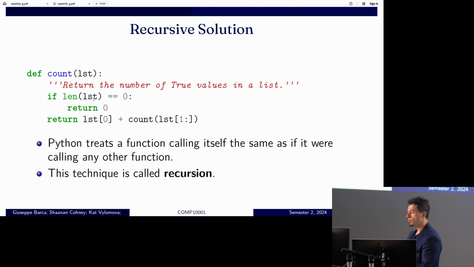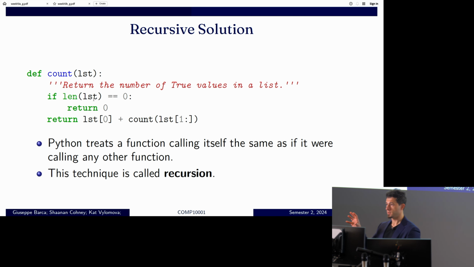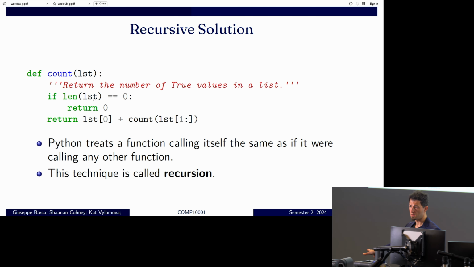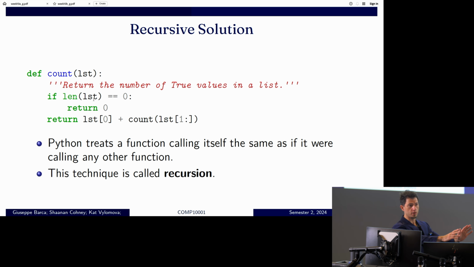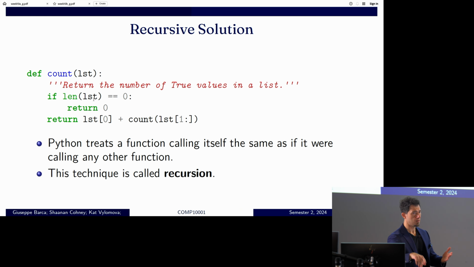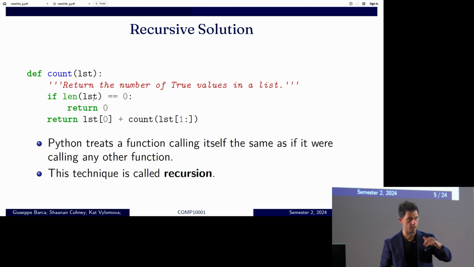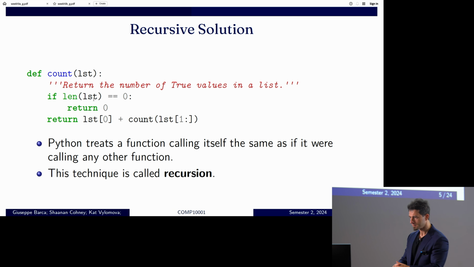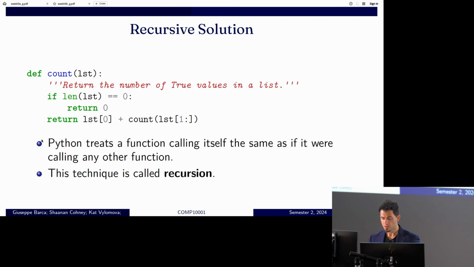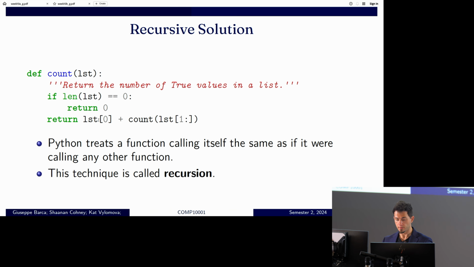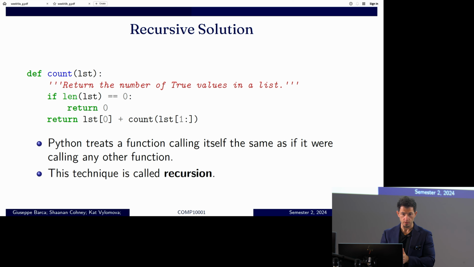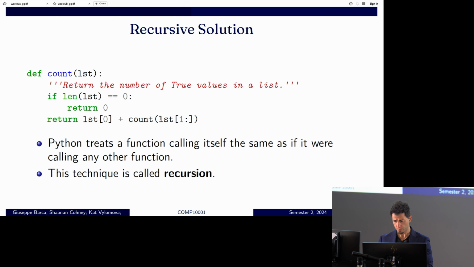From the Python perspective, the fact that count is calling itself is like calling any other function. It has the address of that function in memory, and whenever it calls itself, it just goes back with the new parameter values and executes that function. Okay, so in this case, what we're doing is dealing with the first element, using count on the sublist, which contains all elements but the first one. Then count is being called on this list.